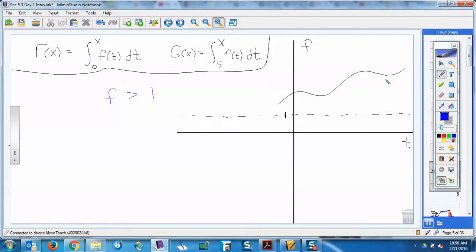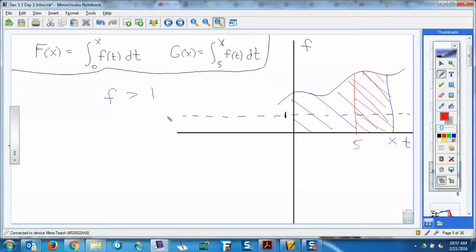So the F graph, if I put X over here somewhere, then the big F graph would be all this area, right? And G would only be this area. So the difference between the blue and the red is just that fixed piece of area between 0 and 5. So the C value would just be this area right here. That's the difference between big F and big G. They're both antiderivatives. The C value will change. This piece of area is the only difference between those two, okay?